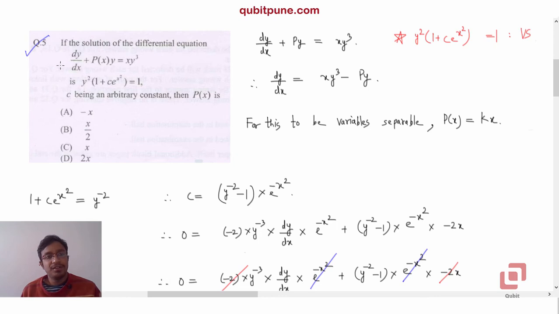If the solution of the differential equation dy/dx + p(x)y = xy³ is y⁻²(1 + c e^(x²)) = 1, c being an arbitrary constant, then p(x) is: -x, x/2, x, and 2x. Now if you observe closely, this is basically the Bernoulli's differential equation.